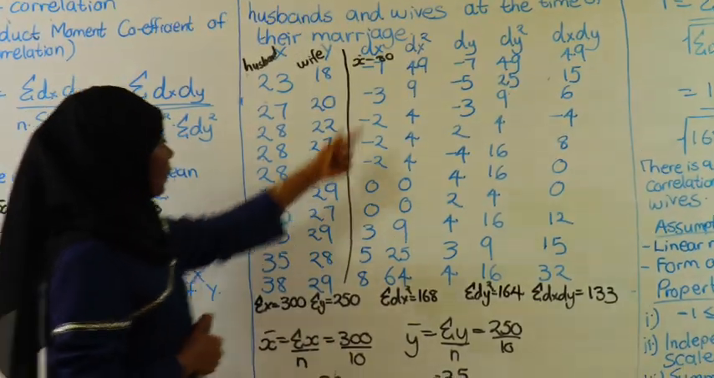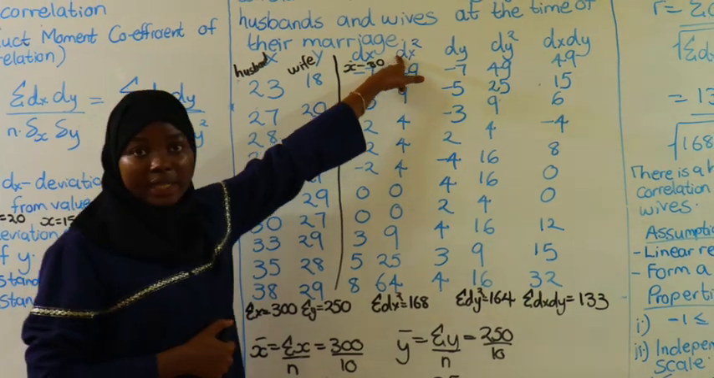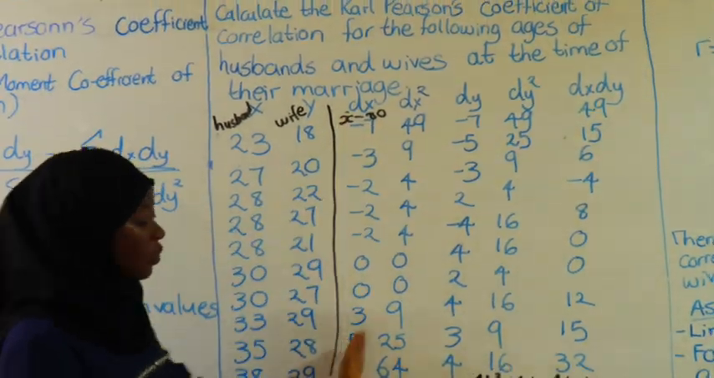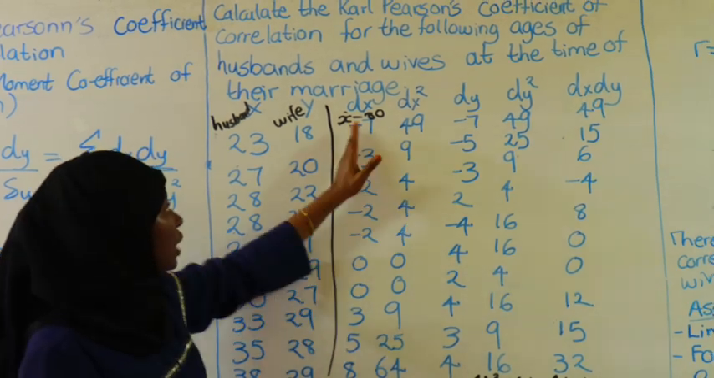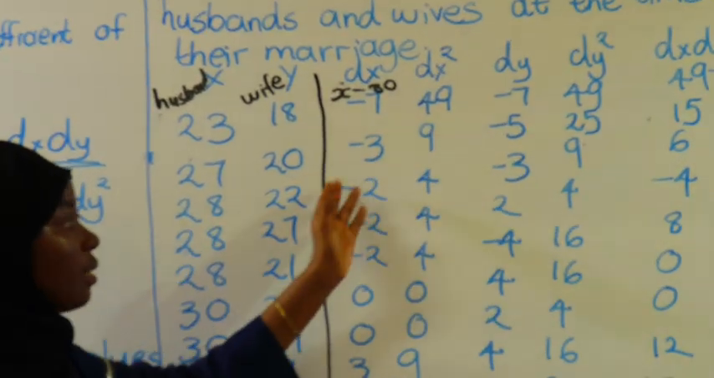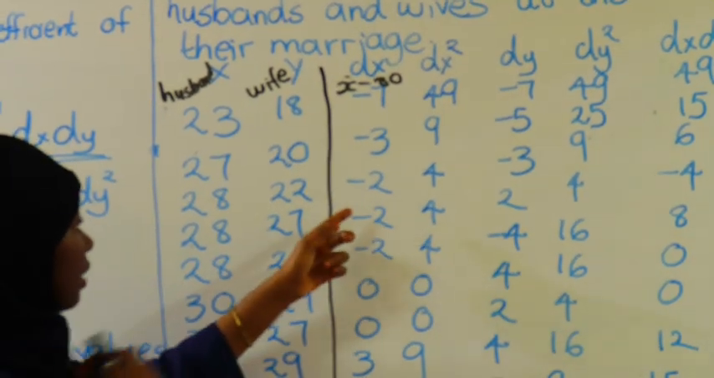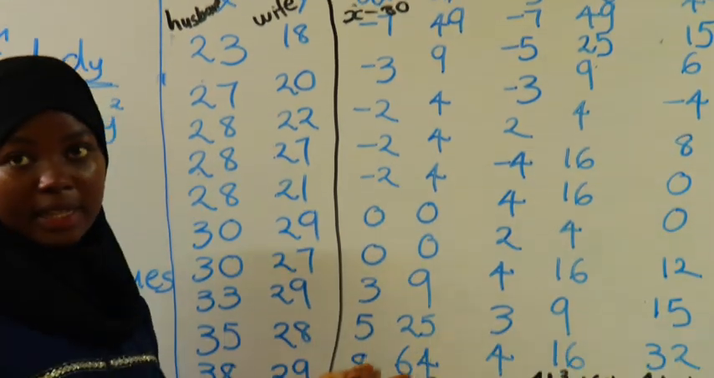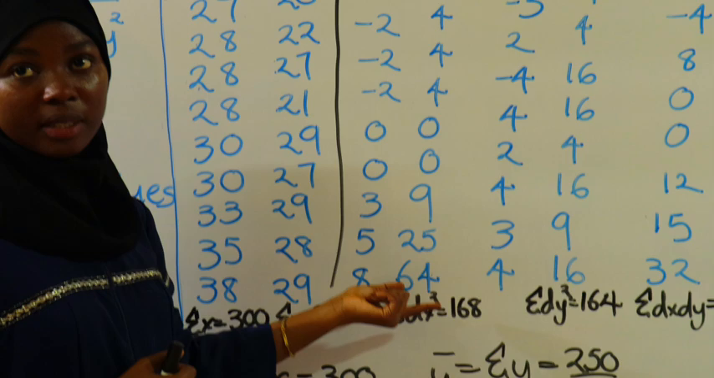And then you have to find dx squared. So dx squared is basically these values of dx, you're just going to square them. So negative 7 squared is 49. Negative 3 squared is 9. Negative 2 squared is 4, all the way till the end. 8 squared is 64.